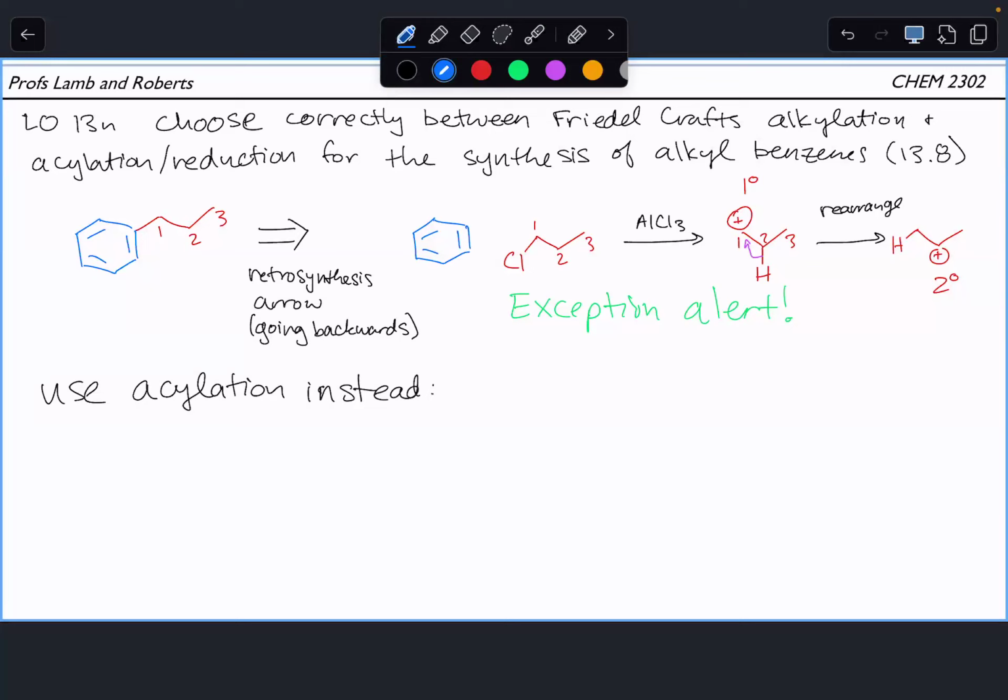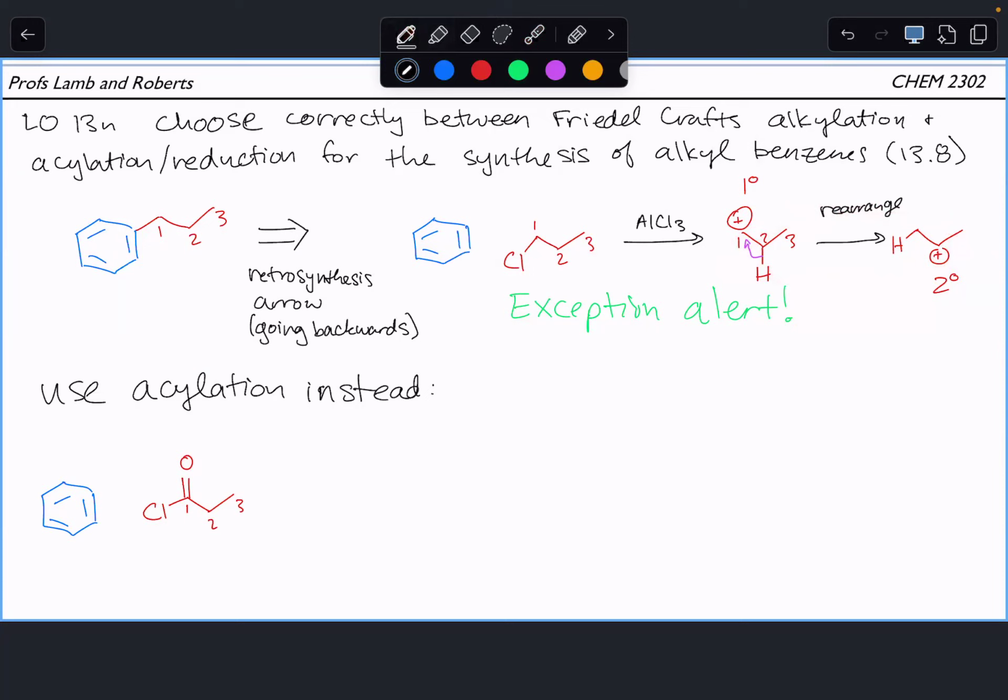We still have the same nucleophile, still just our benzene ring. But now we're going to use an acyl group, right? So again, this part right here, that's called the acyl group. This is acylation. We still have 1, 2, 3 carbons. And acylation is going to avoid this rearrangement product, okay?